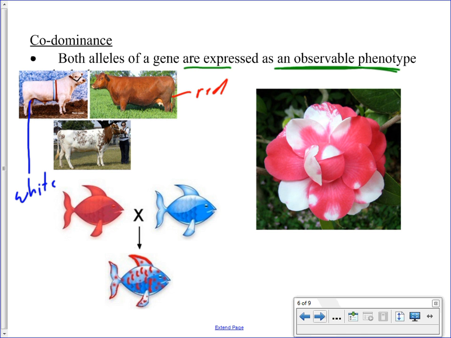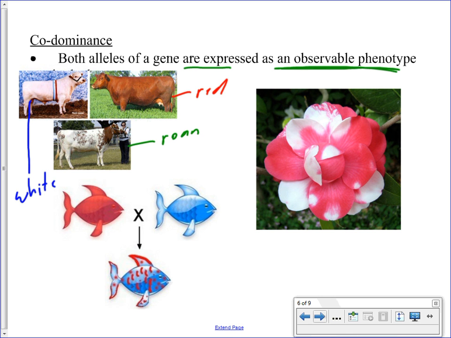Instead, what we see is this cow down below, which is referred to as roan. No, it's not pink, but there is some white hair and some red hair up around the head and the neck area. So we see both of the phenotypes that were present in the homozygous forms, the white and the red, that are both visible in the heterozygous form. The roan in this case is the heterozygote.